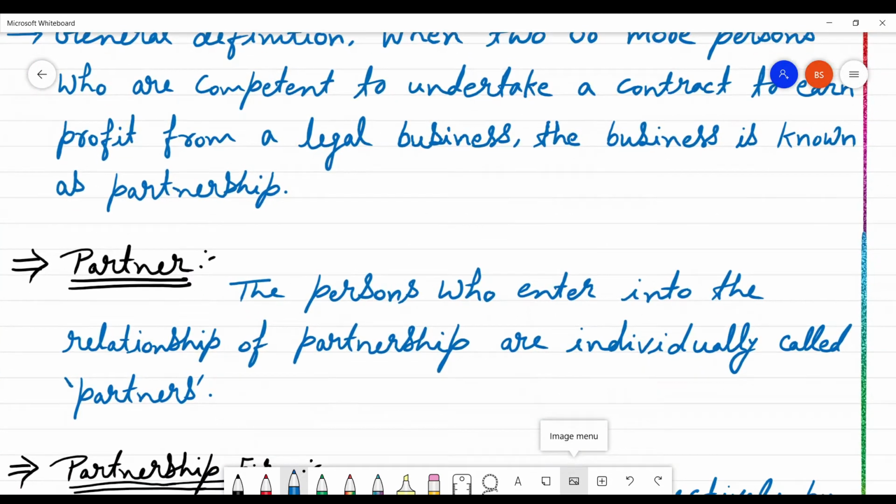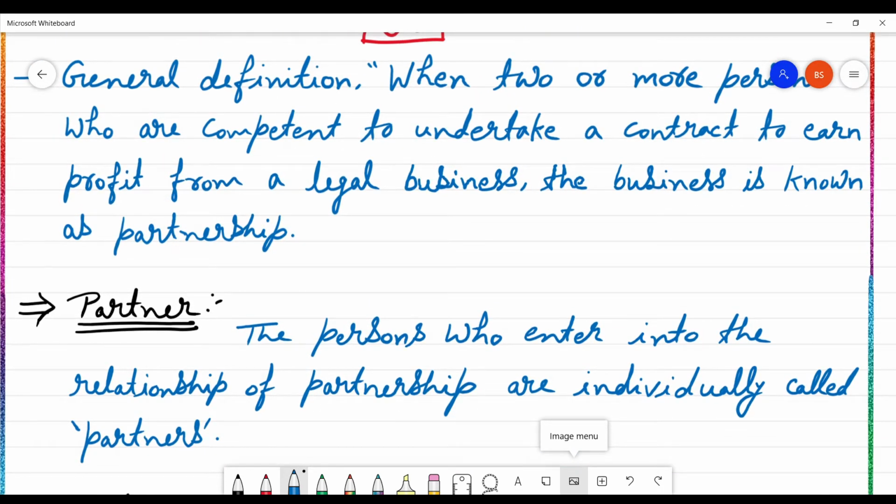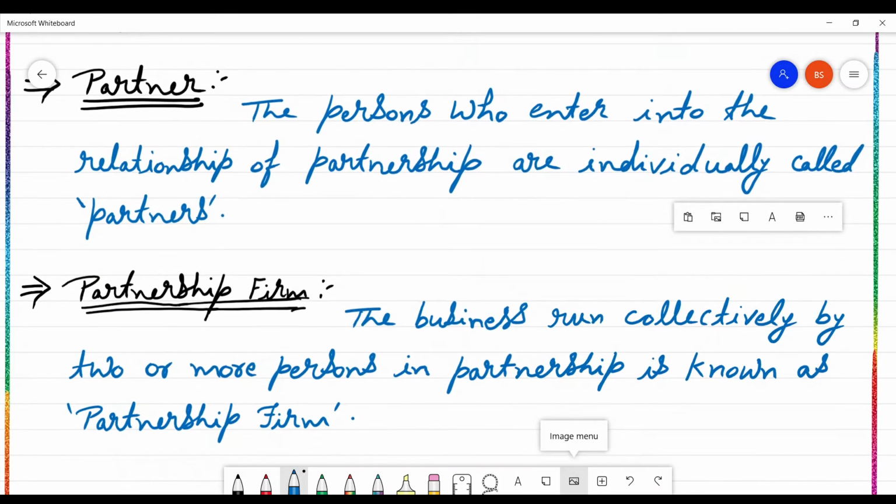Next, partner. What is meant by partner? The persons who enter into the relationship of partnership are individually called partners. Next, partnership firm. What is meant by partnership firm? The business run collectively by two or more persons in partnership is known as partnership firm.